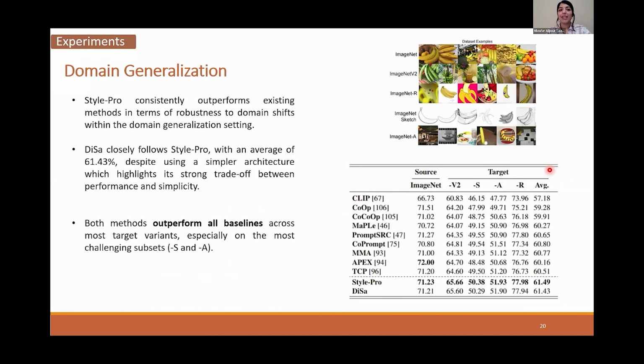The most challenging scenario is domain generalization, because here you can see some samples from ImageNet that we use for training. But when it comes to the testing scenario, we test on completely different domains like ImageNet rendition, ImageNet sketch, ImageNet adversarial. So it is the most challenging scenario for the VLMs. And as you can see, the performance of all approaches is around 60%. But still, StylePro and DISA are performing better than the other ones.